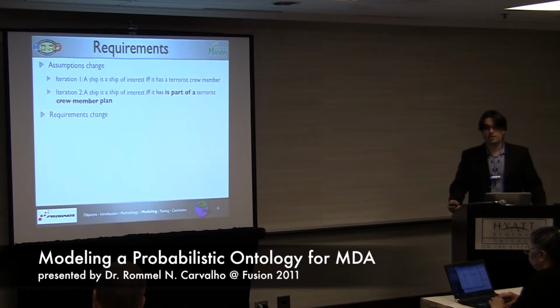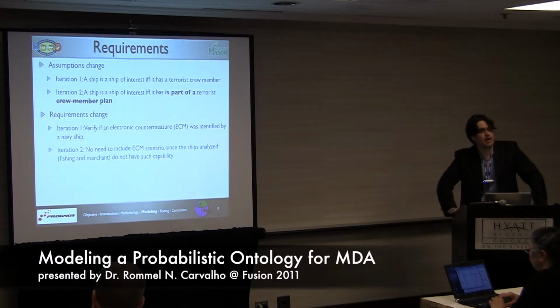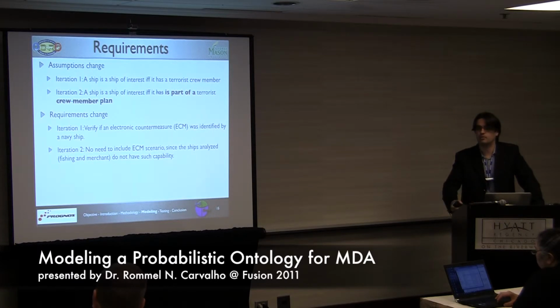And also requirements change. So on the first iteration, we had some ideas of trying to identify electronic countermeasures when people use that and so on. But then on the second iteration, we talked with the subject matter experts, and they said, you know what, for the ships that we're looking at, for the scenarios we're addressing, they really don't have the capability to use electronic countermeasures. So why do we care? Let's just remove that requirement because it's not going to be used anyway.